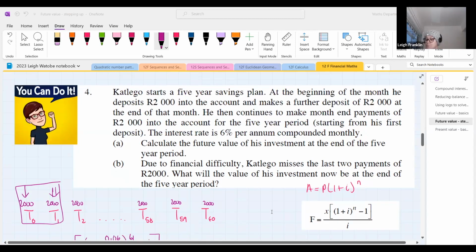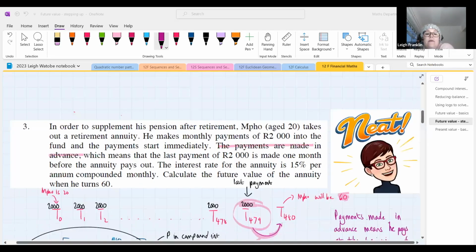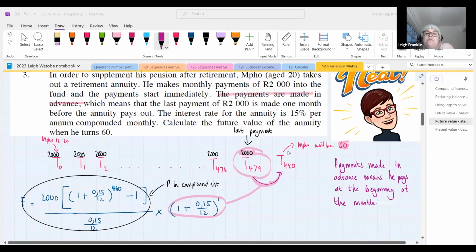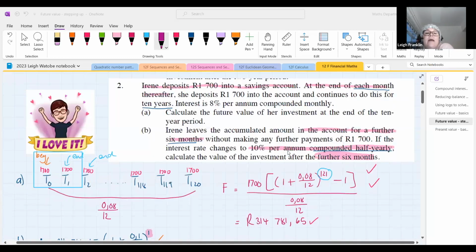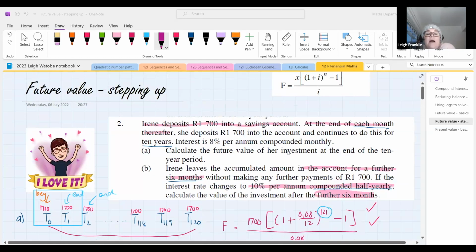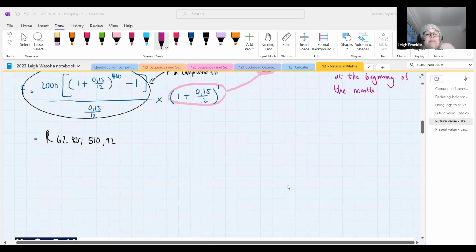Okay. Question number 4. Question number 4 is not like Paul. It's different. It's more like this question over here with Irene. So same story. Irene deposits the 1.7 into the account. Right. At the end of each month thereafter, she deposits 1.7 into the account and continues to do this for 10 years. It's the same as that.